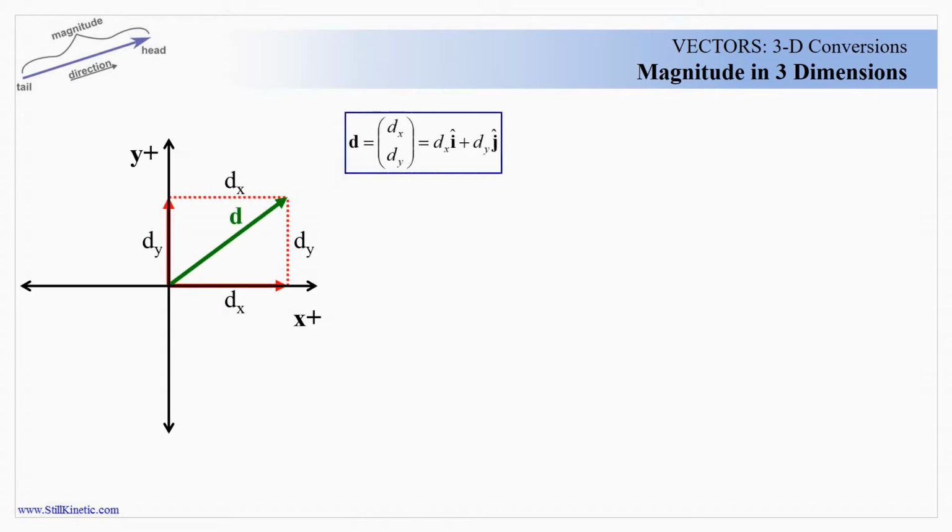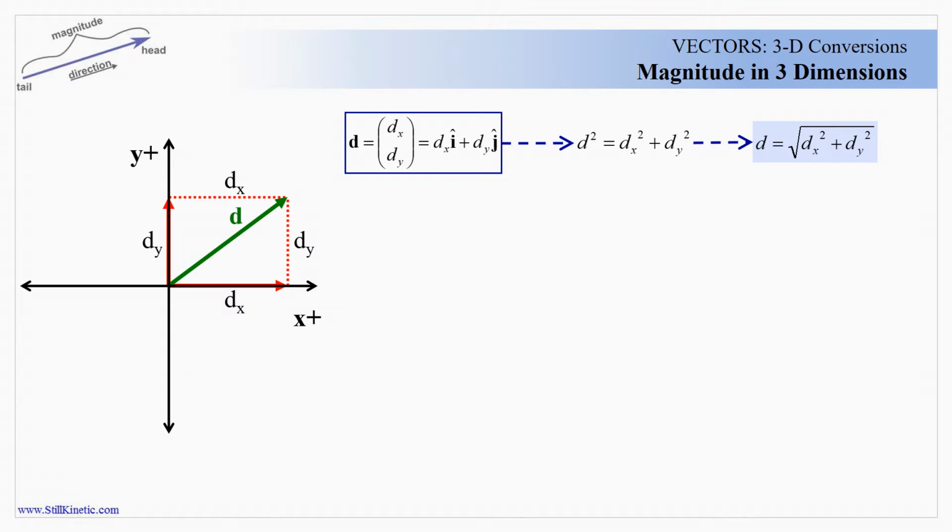So our first topic here today is magnitude in 3 dimensions. We've previously seen magnitude in 2 dimensions, and it was a very simple application of Pythagoras' theorem. And we saw that if we have a vector presented to us in components or in unit vectors, we simply take those components, square them, sum them, take the square root as per Pythagoras, and we have a solution.